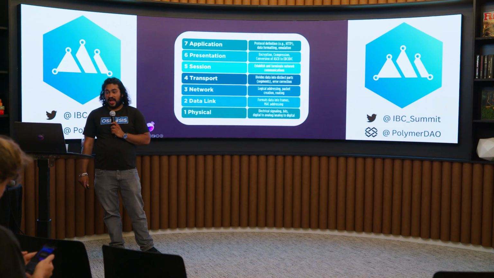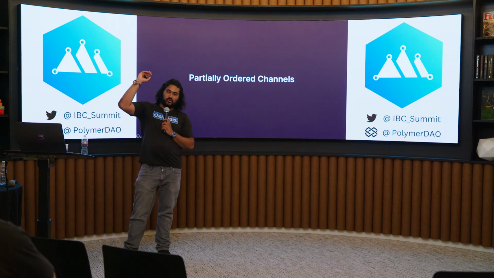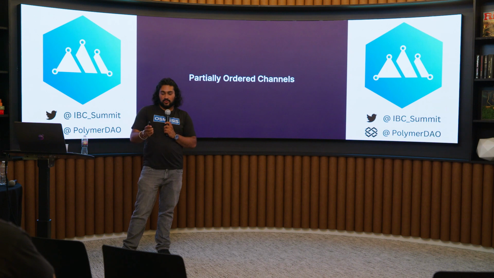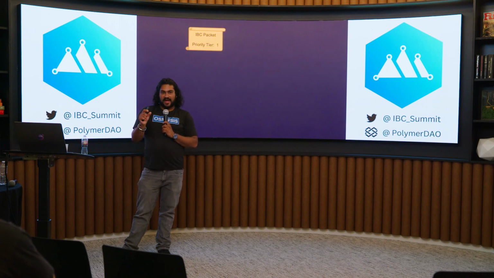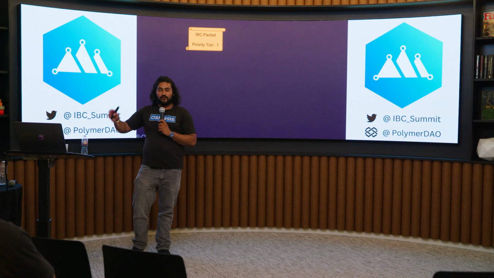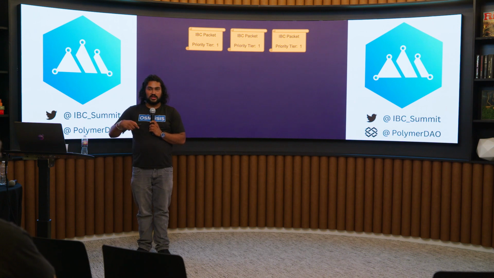Going down one more layer of the stack, this is the transport layer. Like I mentioned, today we have ordered channels and unordered channels. We propose this idea called partially ordered channels. How it works is IBC packets have what we call a priority tier. You have to flush everything from a specific priority tier before you can go on to the next priority tier. Most transactions will probably just be in the current priority tier, right? So you have all these IBC packets, they're all in priority tier 1. You can transmit them completely out of order however you want. You can do that middle one, great.